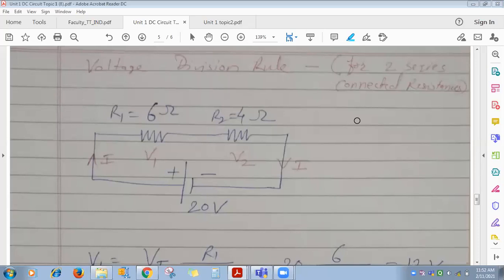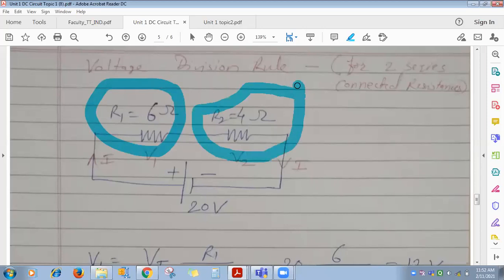Okay, so can we start? Next topic, voltage division rule. Now if you observe this circuit, two resistances are connected in series, 6 ohm and 4 ohm. The applied voltage is given to you, 20 volt. These values are required: R1, R2 and the voltage across this series combination.